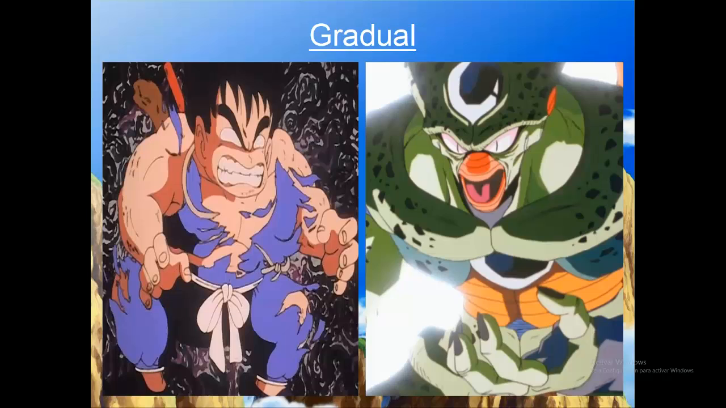The first will be when the child Goku transforms into a great ape, in which he gradually takes on the characteristics of the latter, and the second will be when Cell goes from its imperfect to semi-perfect form after absorbing the Android 17, adopting intermediate forms before reaching the final stage.